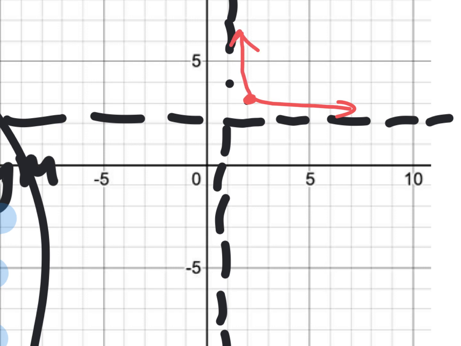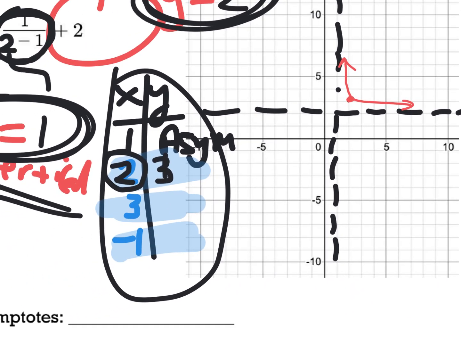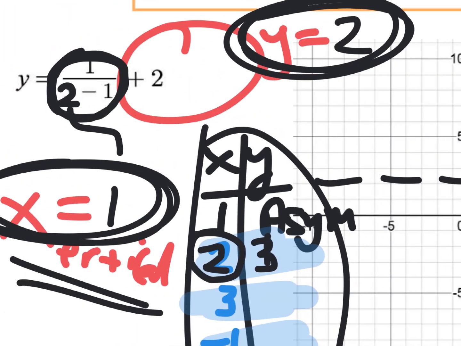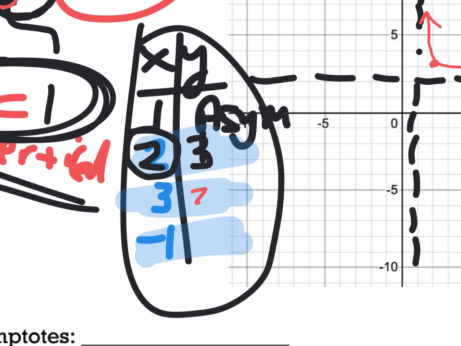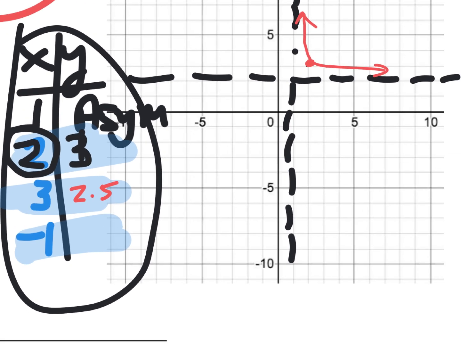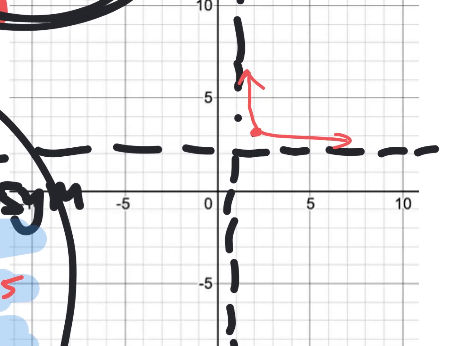All right. Rena, tell me what you got when you stuck in a 3. 1 over 3 minus 1 is 2. 1/2 plus 2 is 2.5. Very good. So over 3, up 2.5. That's right here. I kind of missed it a little bit, so I guess I should have made my asymptotic behavior go down a little more right there. And then it goes through there. Okay, really close to the line.